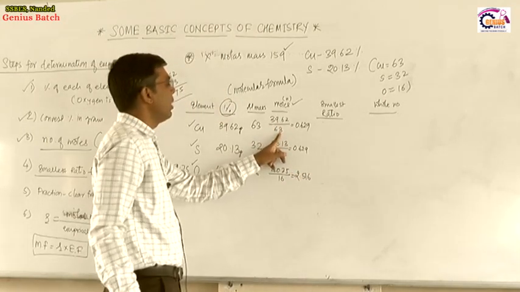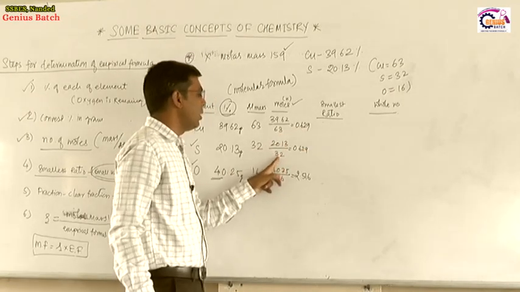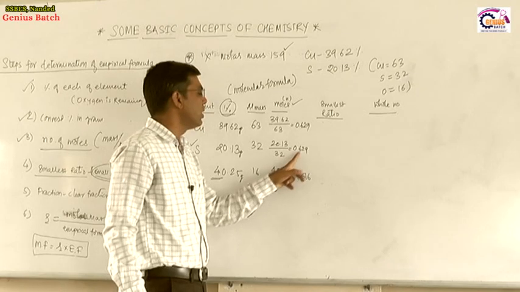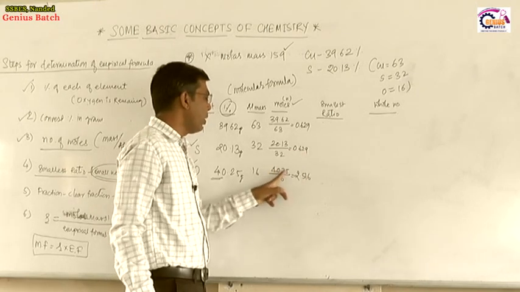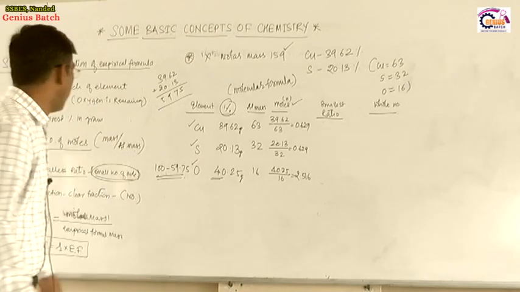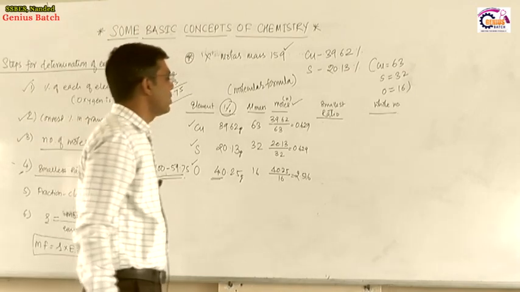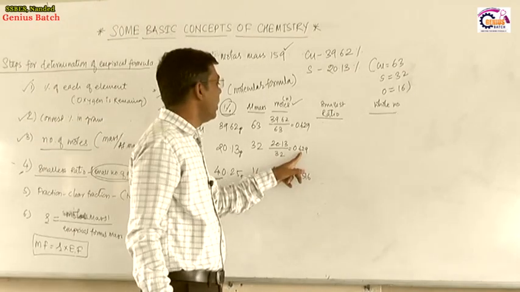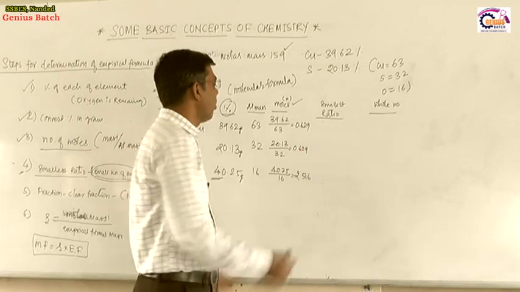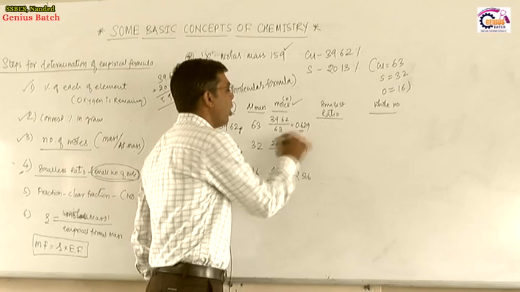So 39.62 divided by 63 gives 0.629 mole, 20.13 divided by 32 gives 0.629 mole, and 40.25 divided by 16 gives 2.516 mole. So the number of moles are calculated. Now take the smallest ratio. In order to get the smallest ratio, we have to divide each number by the smallest number of moles.